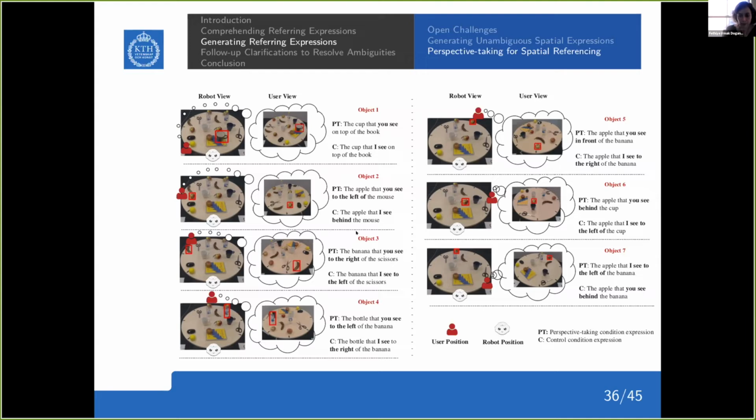In the perspective-taking condition, the robot was generating expressions like "the bottle that you see to the left of the mouse." And in the control condition, the robot was generating expressions like "the apple that I see behind the mouse." So the robot was explicit about which perspective it was referring to the object.